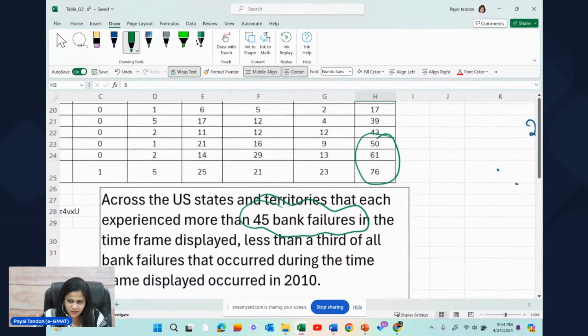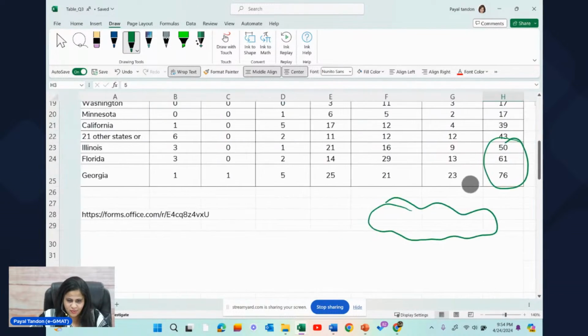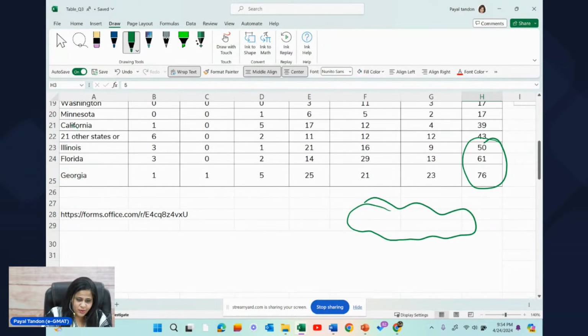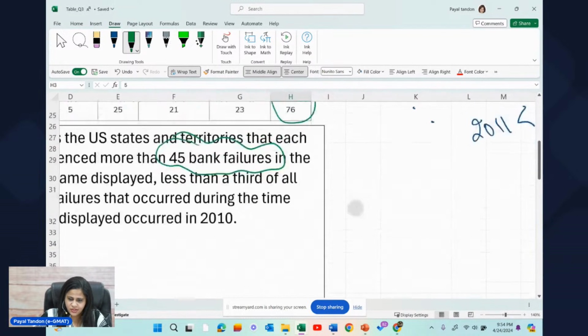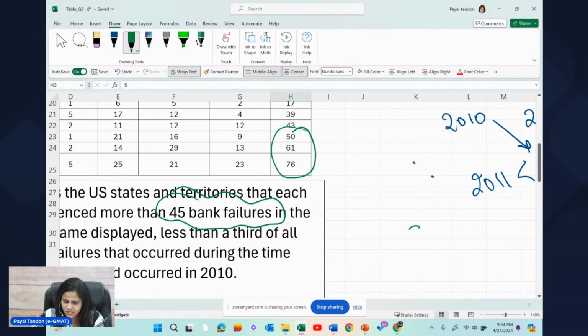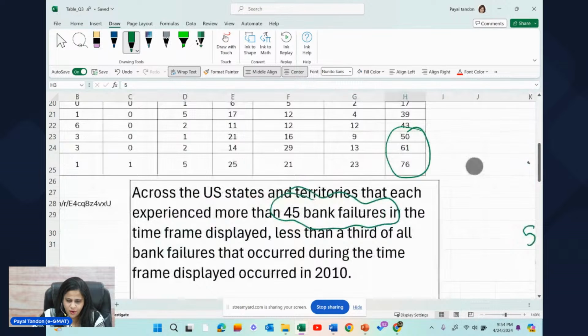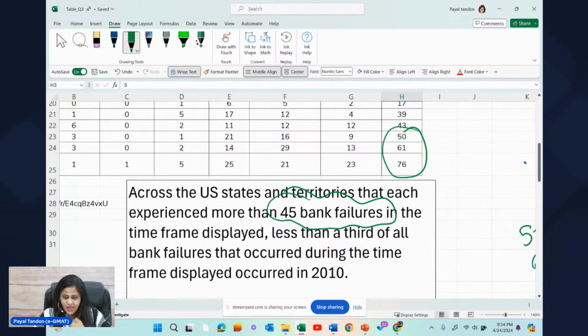Okay, these are the three things that you have to keep in mind, and it's good: 21 other states are not even included over here, so you don't really have to worry about that. So it's these three: Illinois, Florida, and Georgia. And these are the numbers. I'm going to write down these numbers over here. It's 50, 61, 76.